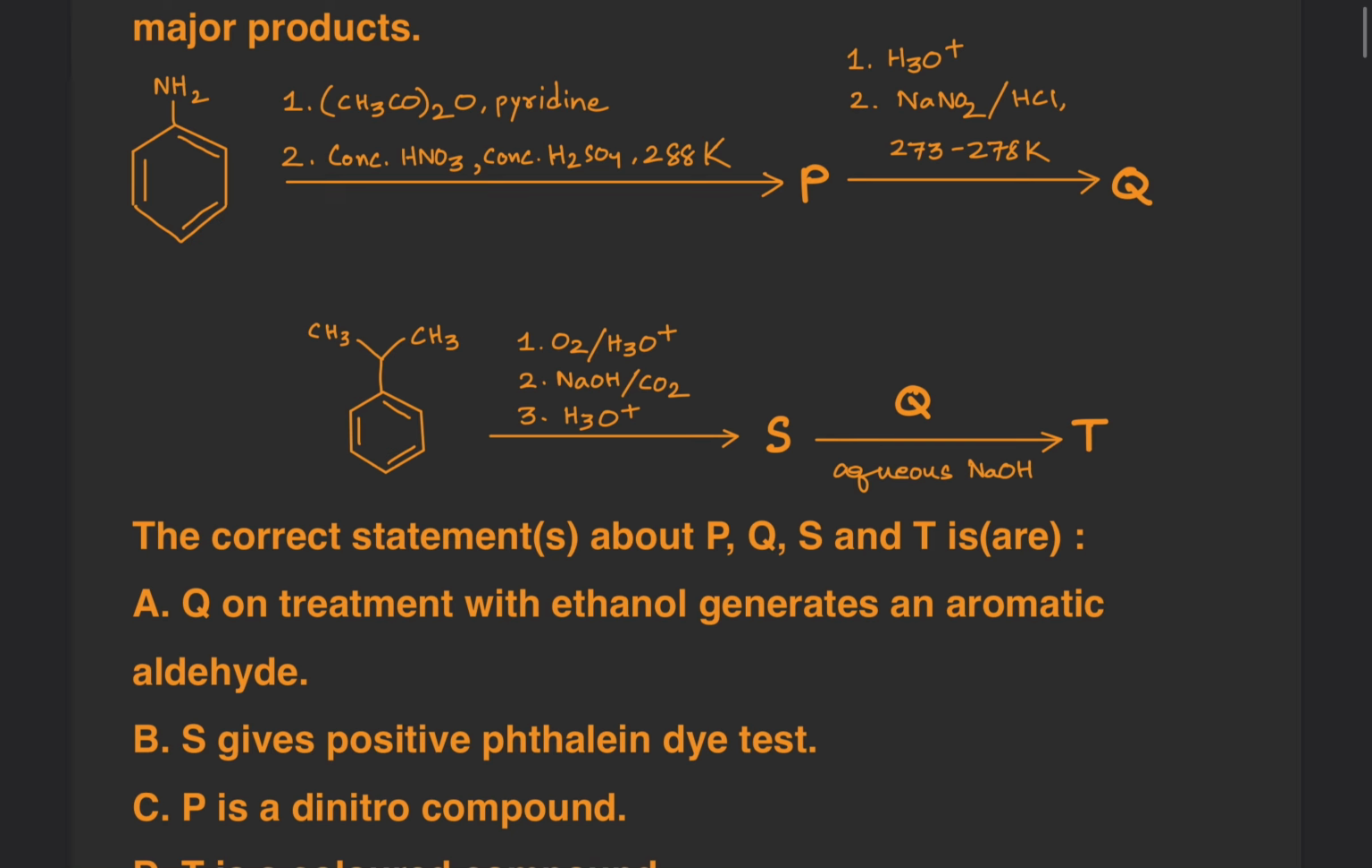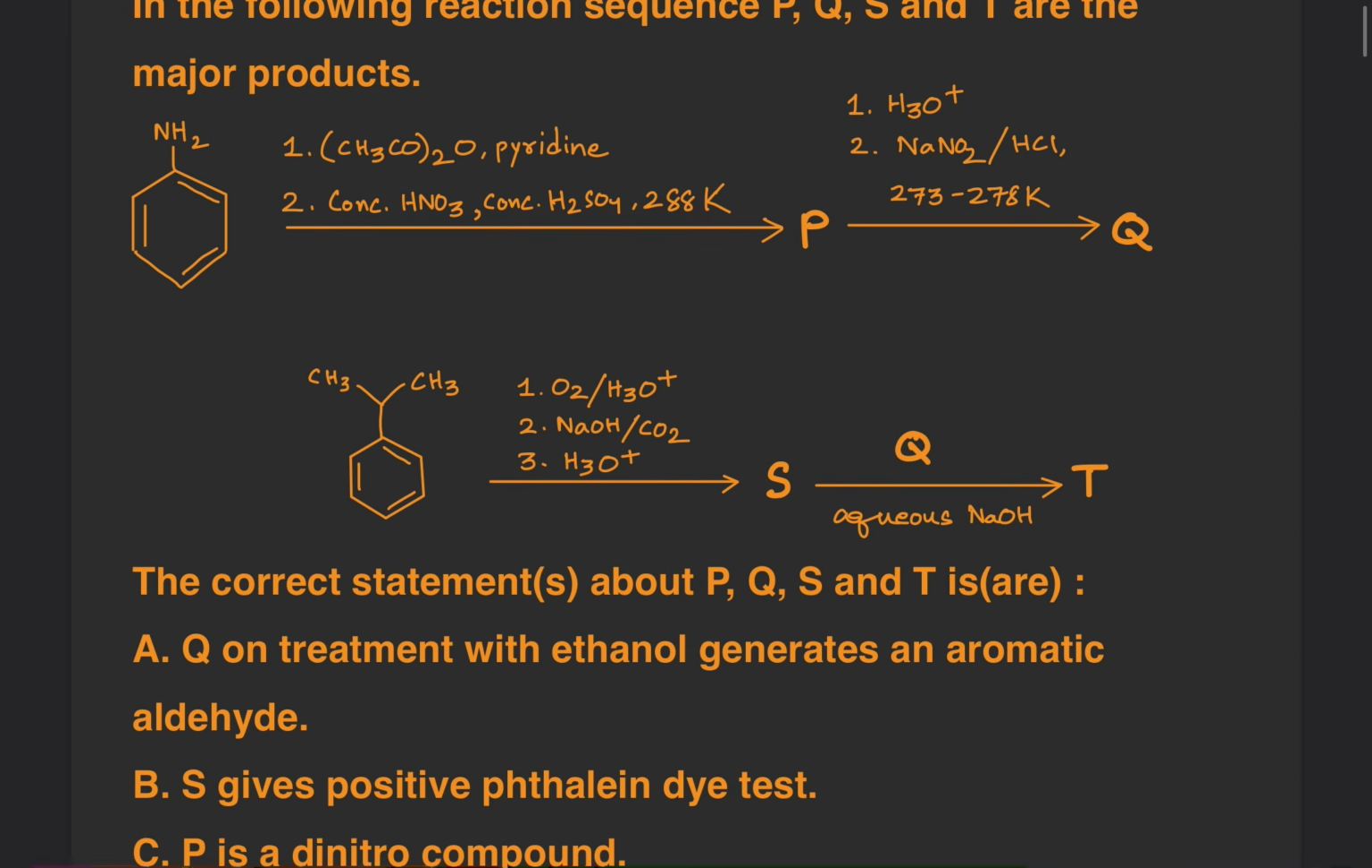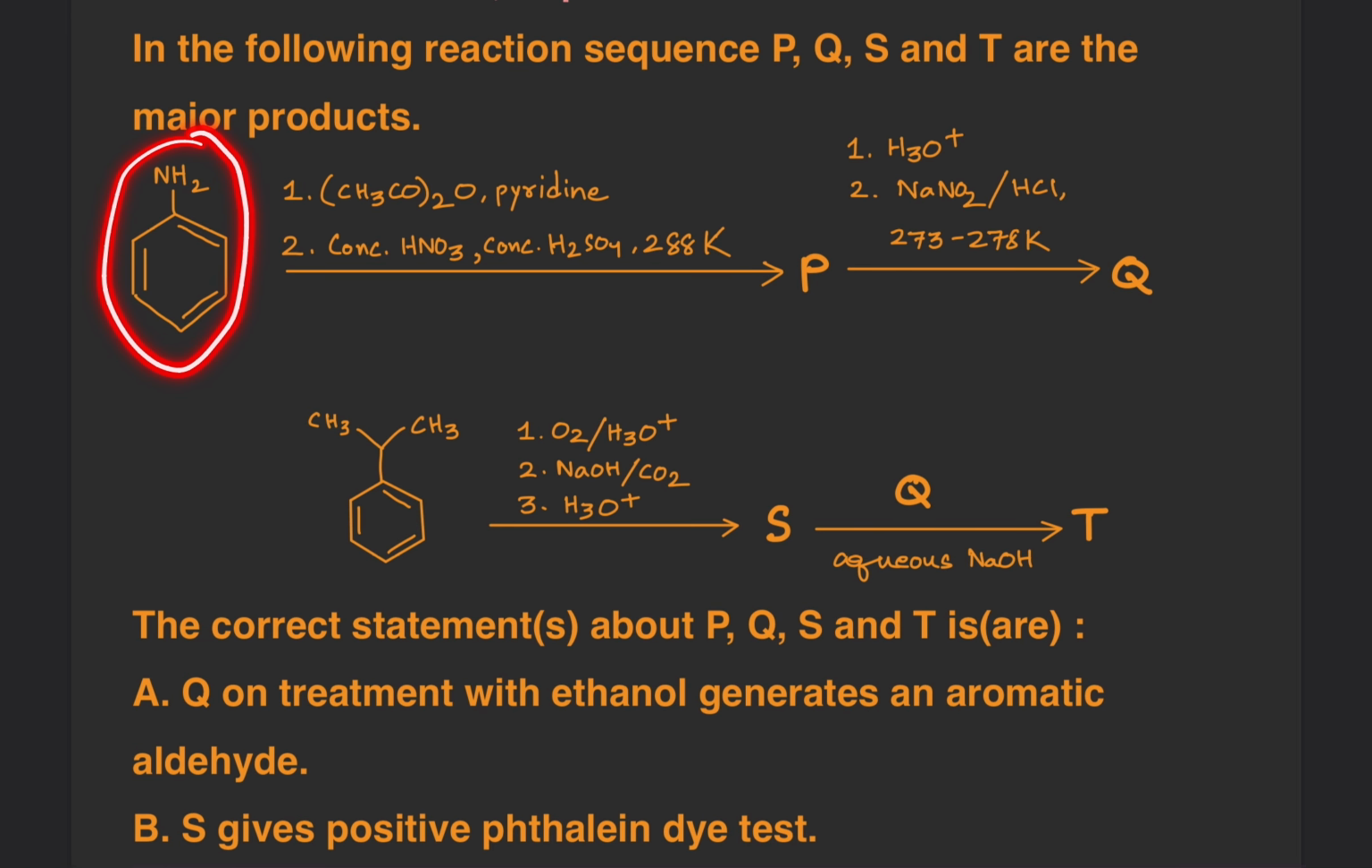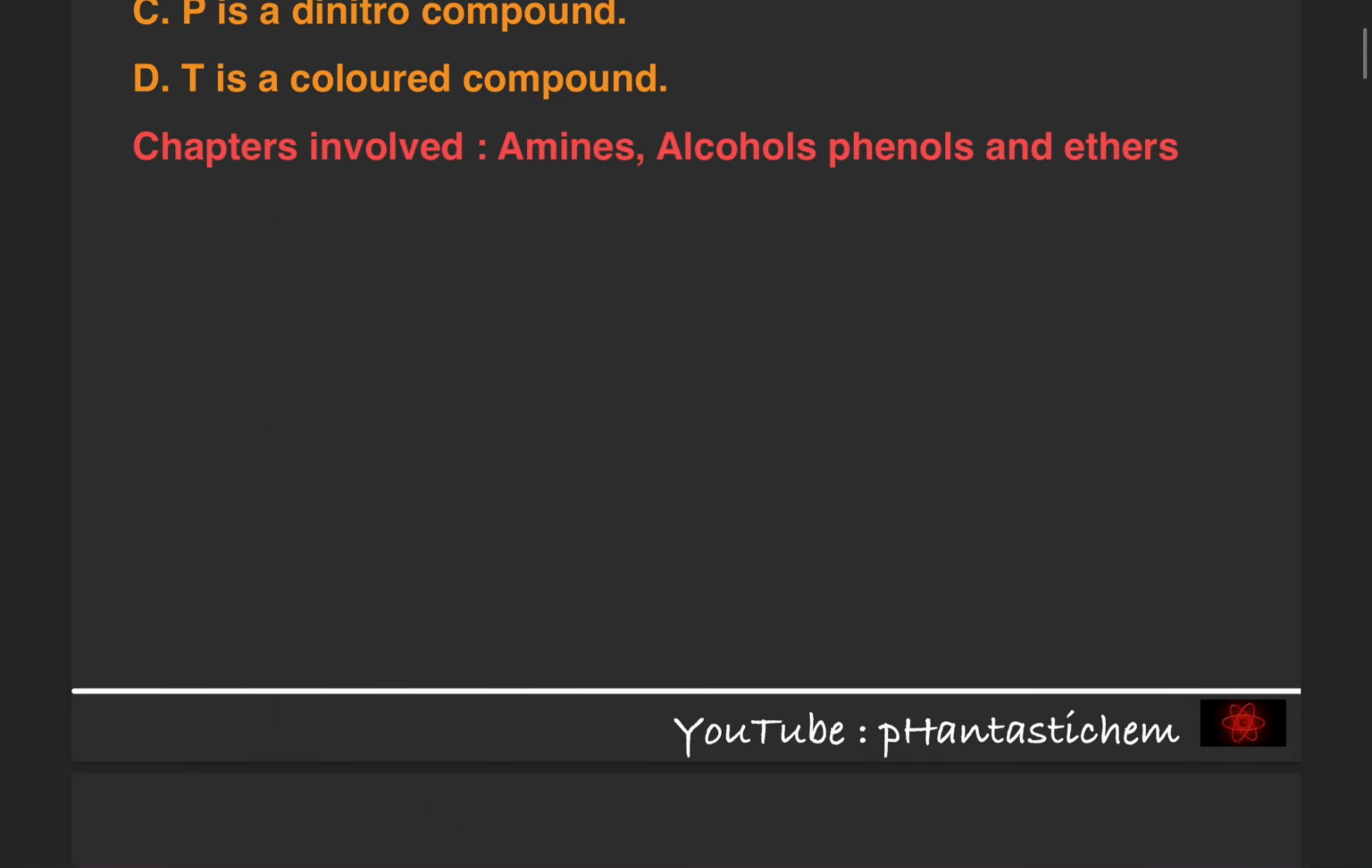So to find P and Q, we are starting with aniline, okay, which is first subjected to (CH3CO)2O, which is known as acetic anhydride. So this is acetic anhydride, and pyridine, which is a base. So we are starting with aniline, and first we are subjecting it to (CH3CO)2O and pyridine.